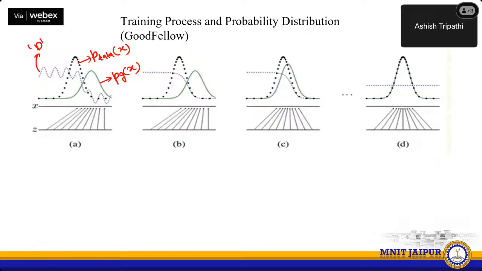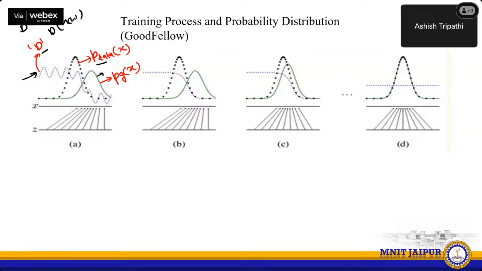Again, if I talk about the training process and probability distribution, for example, just assume that this black dotted curve is the actual data distribution. This is the data distribution P_G(x) that has been created by the generator, and this is the D function, the probability distribution function, that means the output of the last layer of D(x) or D(G(z)). That means the output of the last layer of the discriminator network. So this is the probability distribution of the trained discriminator network.